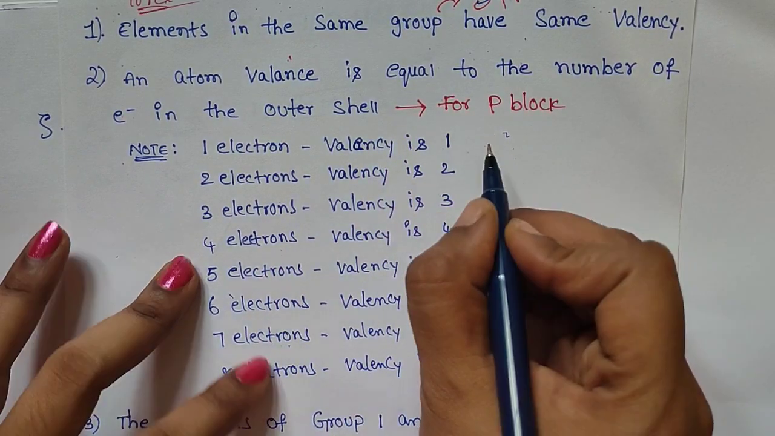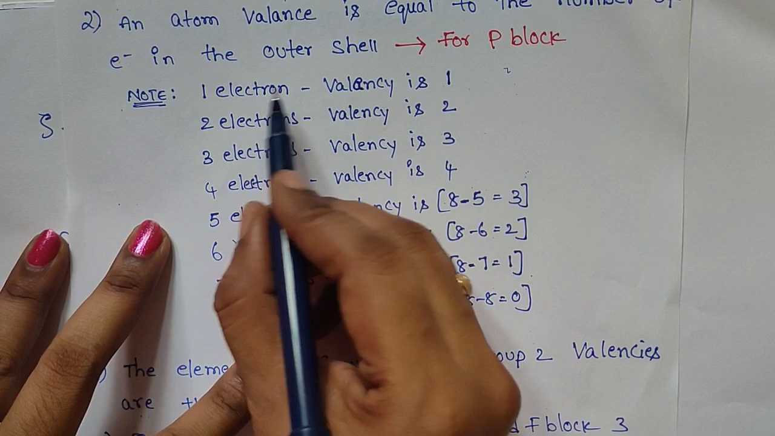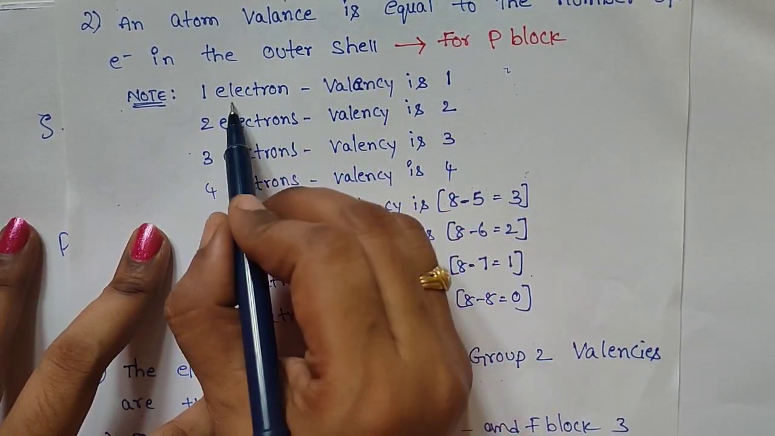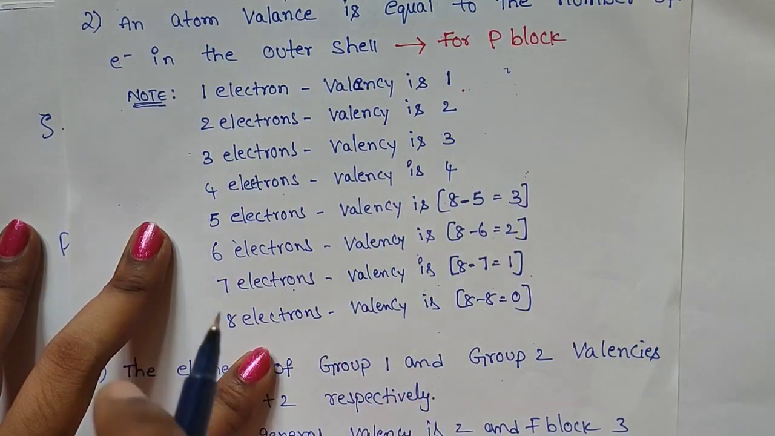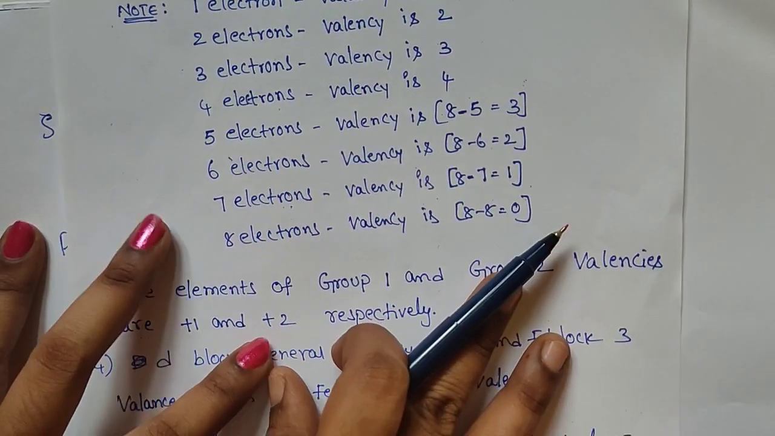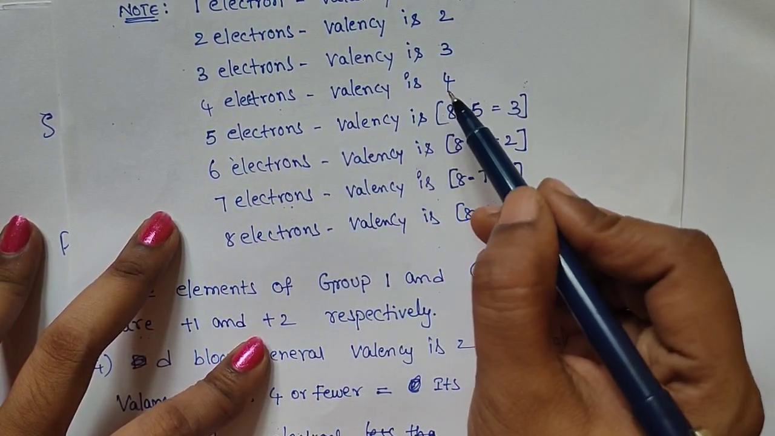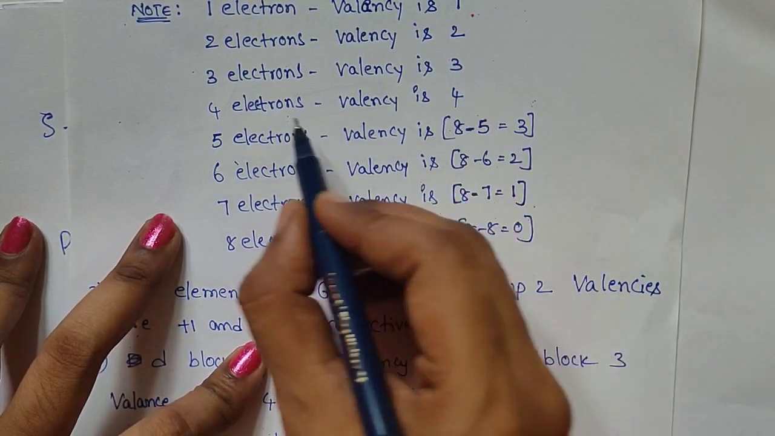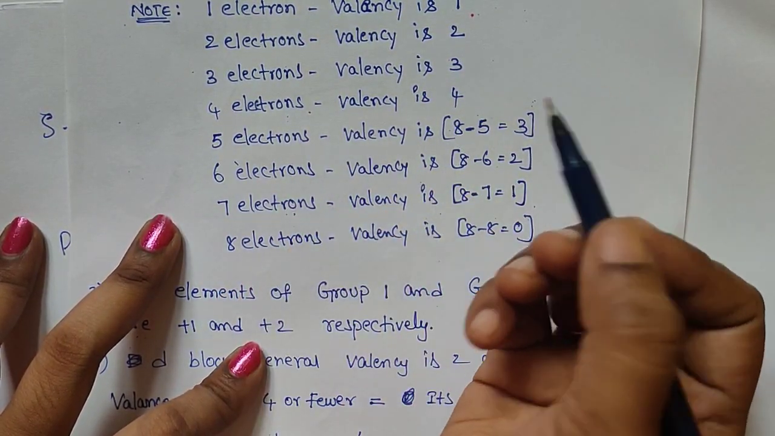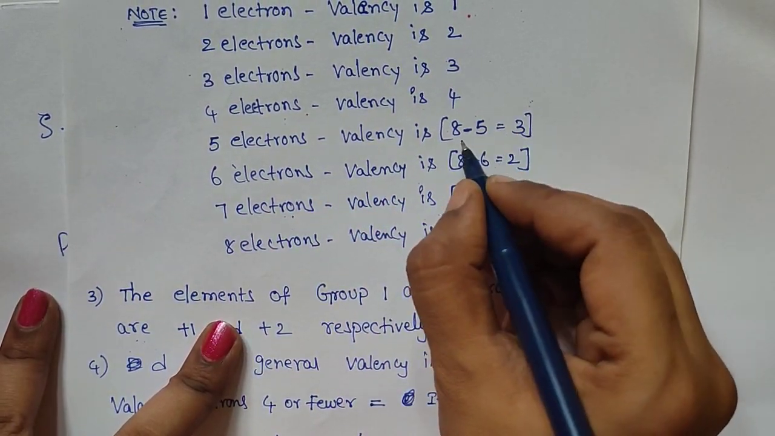For example, if you take P block, if the valency electron is 1, the valency is also 1. If there are 2 valency electrons, the valency is 2, and so on. See here, up to 4 valency electrons, the valency electrons are equal to the valency. Above 4, you should use this formula.